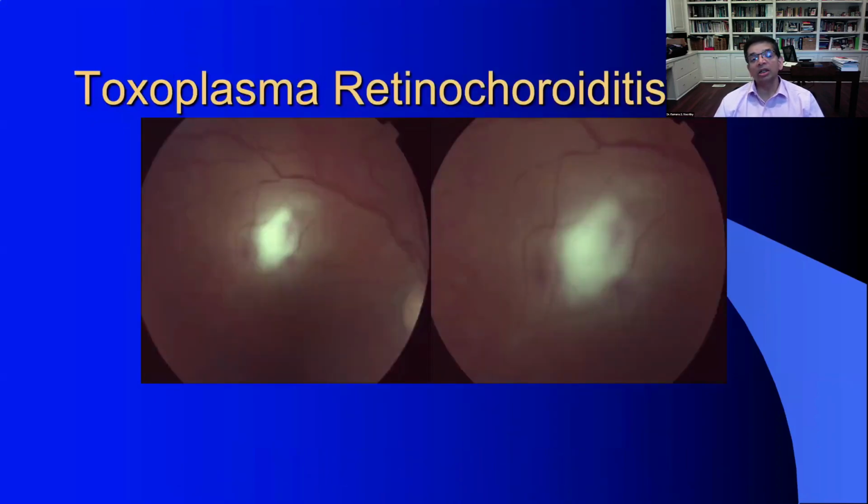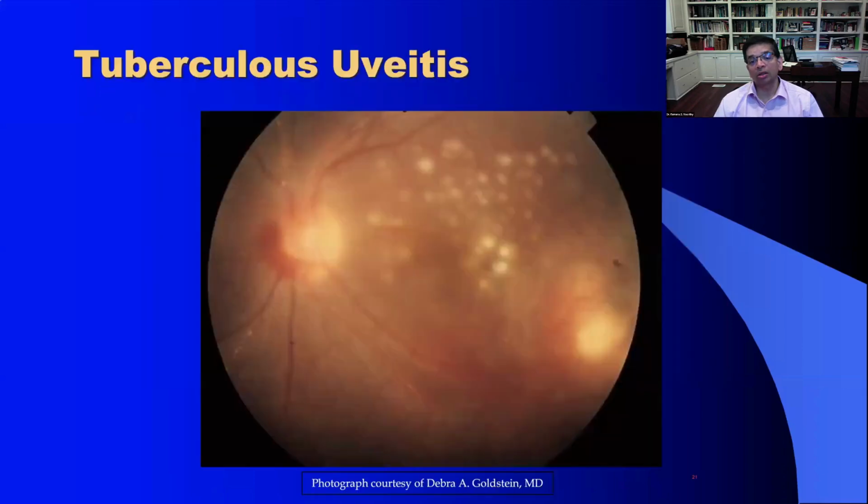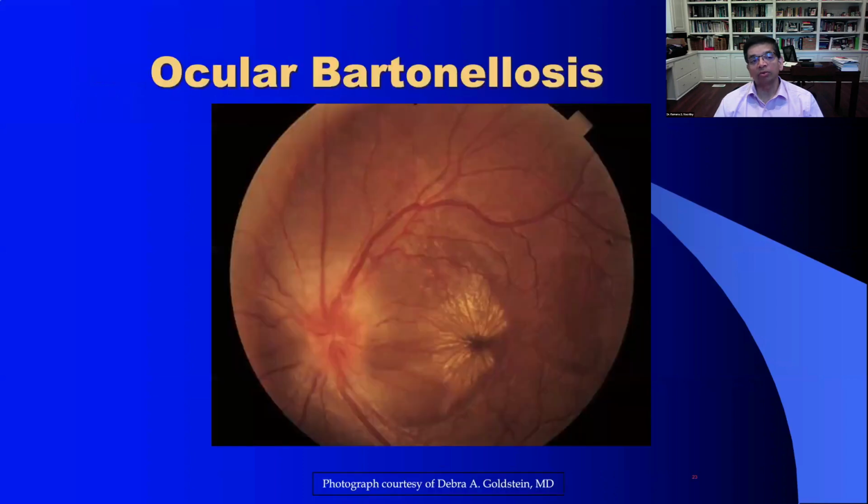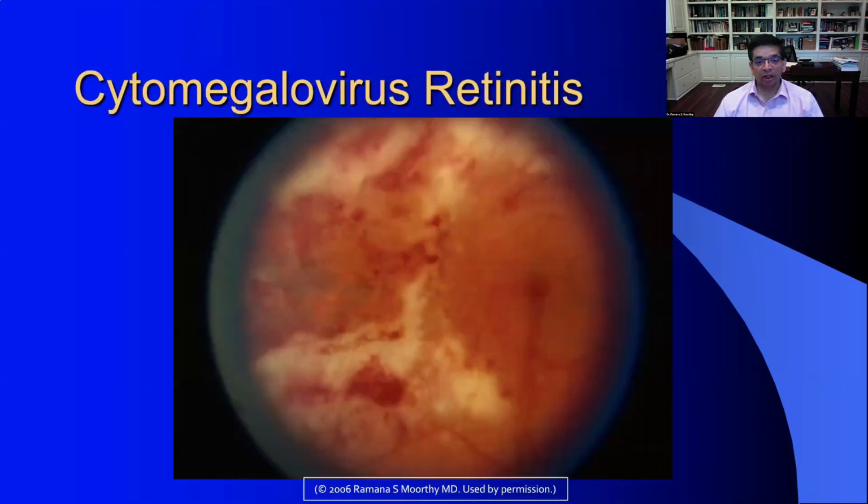Sometimes it can be very easy: looking at a single area of focal choroiditis associated with retinal vascular sheathing adjacent to retinal choroiditis indicates toxoplasmosis in most cases. Here are patients with tuberculosis. In certain parts of the world, TB uveitis is very important to recognize, and there are very different variations of tuberculous uveitis that can be quite severe. Bartonellosis is also a common infectious uveitis condition.